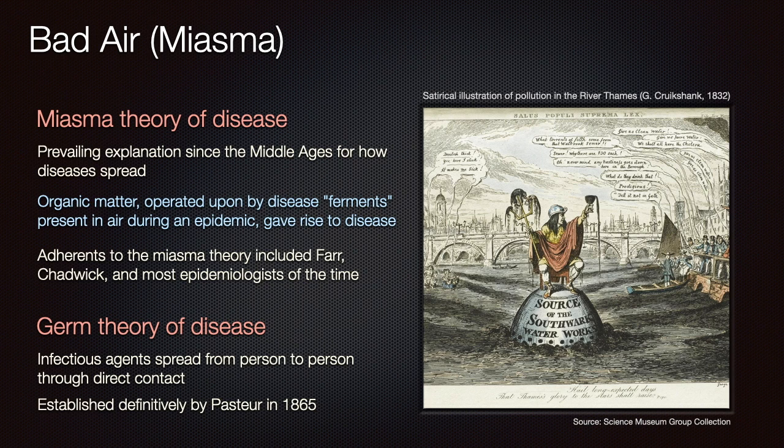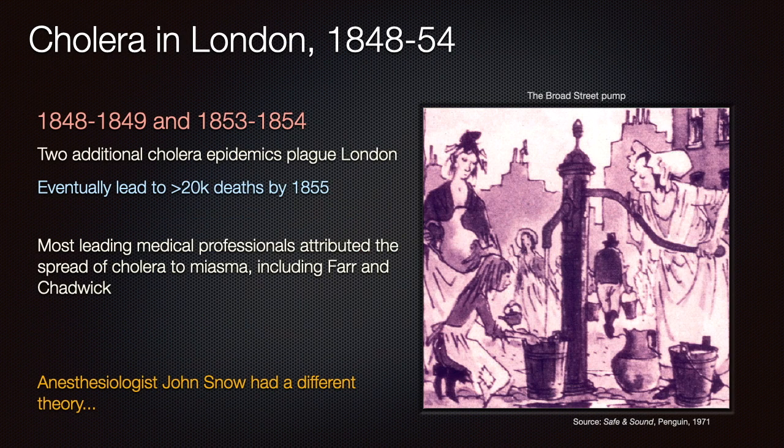In contrast to miasma theory is the germ theory or contagion theory of disease, which holds that infectious agents are spread from person to person through direct contact. The germ theory of disease was established definitively by Louis Pasteur in 1865. However, cholera was impacting London several decades before Pasteur's experiments.